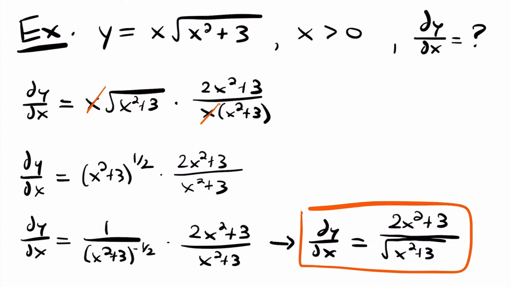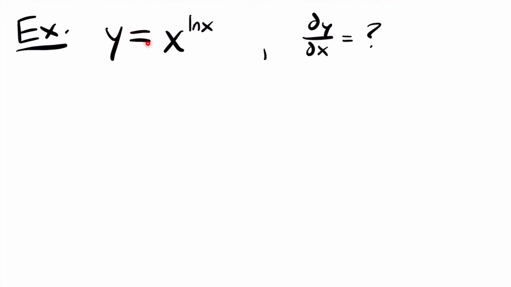All right, let's look at another example. All right, so next we have y equals x to the power of the natural log of x, and we want to find the derivative dy dx. And so the reason that we would want to use logarithmic differentiation to find the derivative of this function is because we have x to a power that is also defined with x.